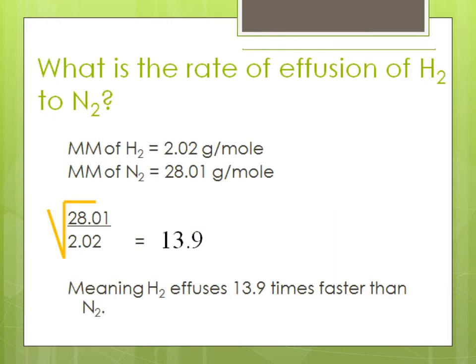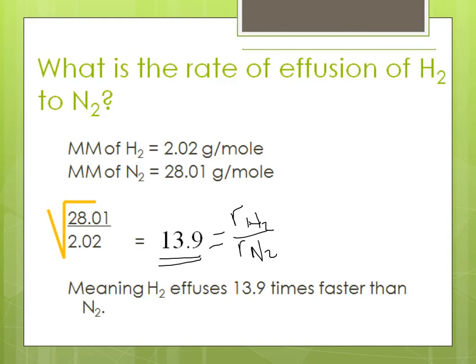Here would be a problem. What is the rate of effusion of hydrogen to nitrogen? Some people have a lot of problem with this one, and it's meant to be just a simple problem where you're finding the ratio. So I want to find the ratio of the rate of hydrogen over the rate of nitrogen. Notice that the nitrogen's mass is on top, so it's diagonal across, and hydrogen's mass is on bottom, and so it's diagonal across. Divide the 28 by the 2.02, take the square root, and we get 3.9.